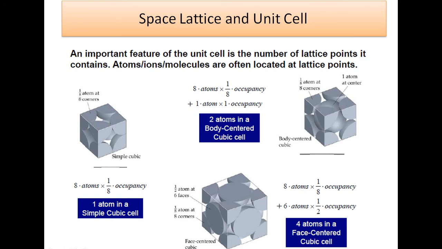So the contribution of each atom present at the center of a face is 1 by 2, and a total of 6 atoms are present at the face centers. So the total contribution of the atoms present at the 6 faces is equal to 6 into 1 by 2. So in the case of a face centered cubic cell, the total contribution per unit cell will be 8 into 1 by 8 plus 6 into 1 by 2, and that is equal to 4 atoms per unit cell.